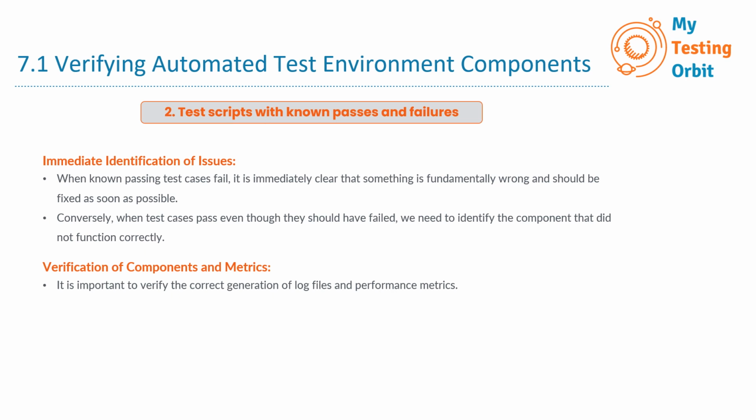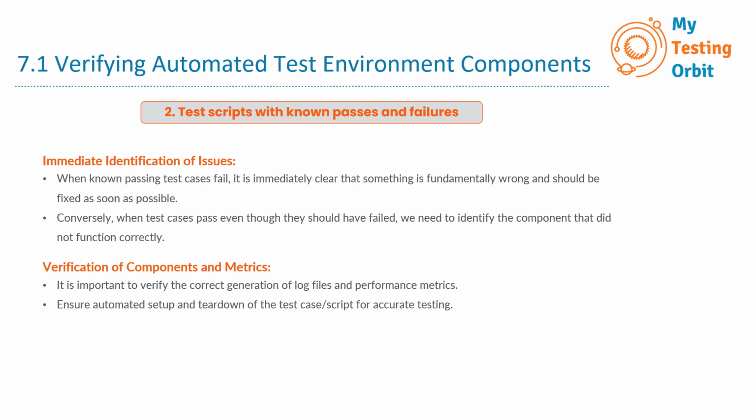Then the performance metrics, the next part, are like scores or grades. They show us how well the software is performing, like how fast it works or if it's using too much memory. So it is essential to double check these logs and scores to make sure that everything is running smoothly.